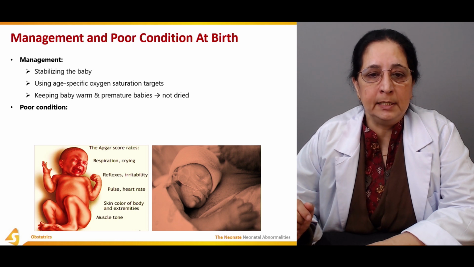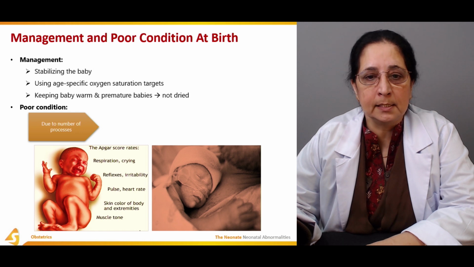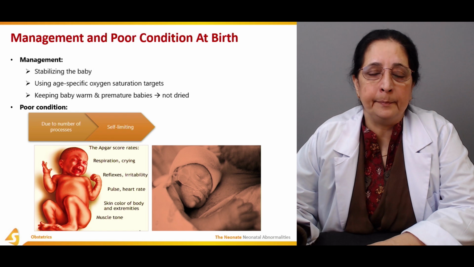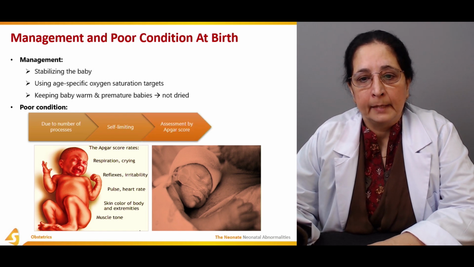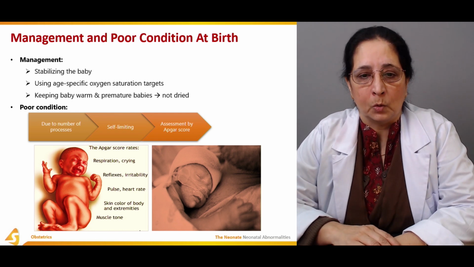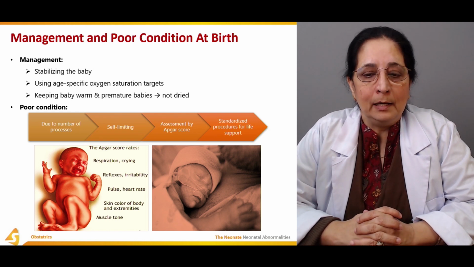Poor condition at birth is due to a number of processes. It can be self-limiting; sometimes the babies recover on their own. Assessment by the Apgar score is important, along with a standardized procedure for life support.